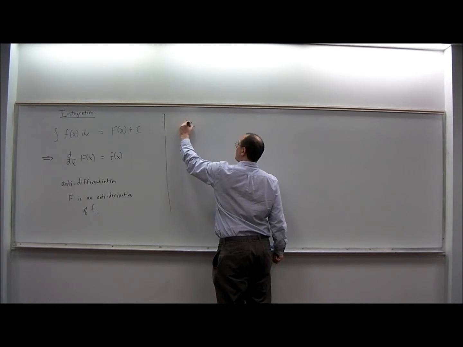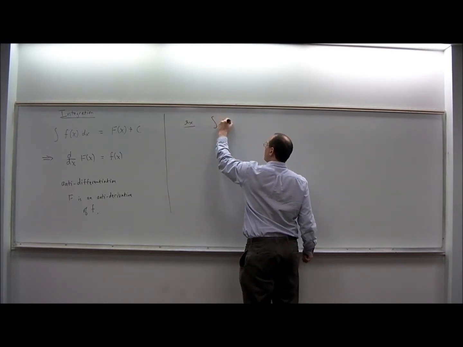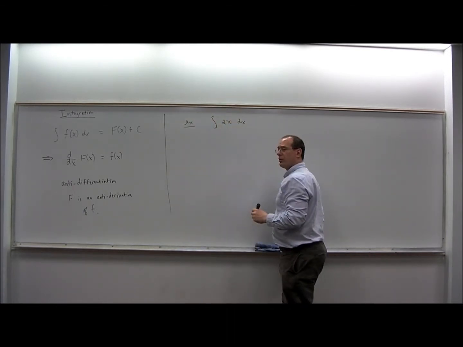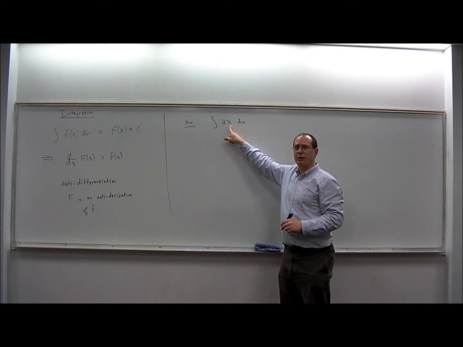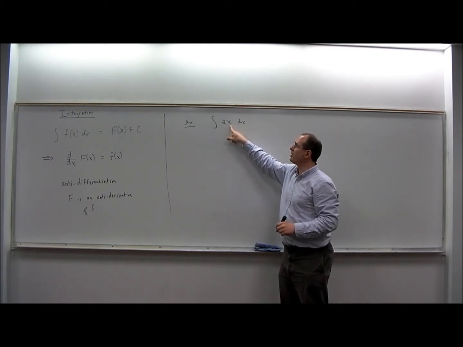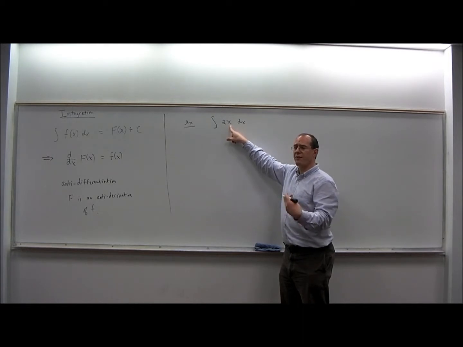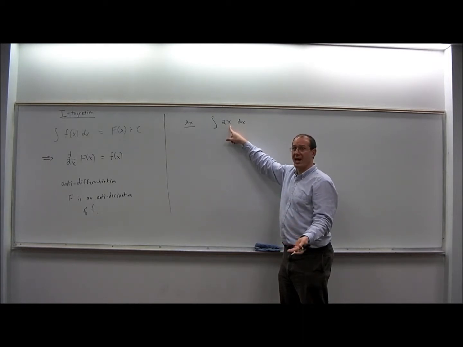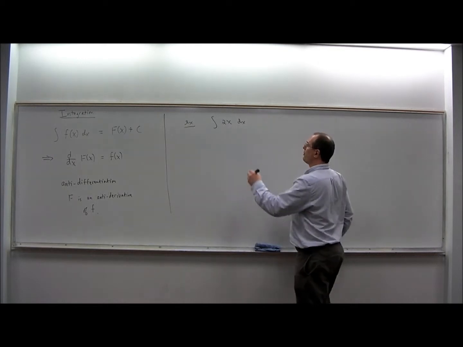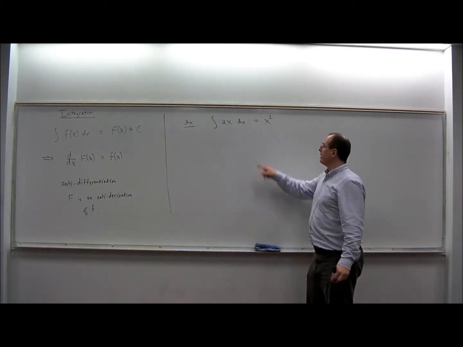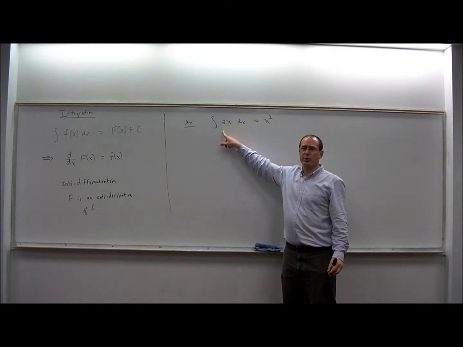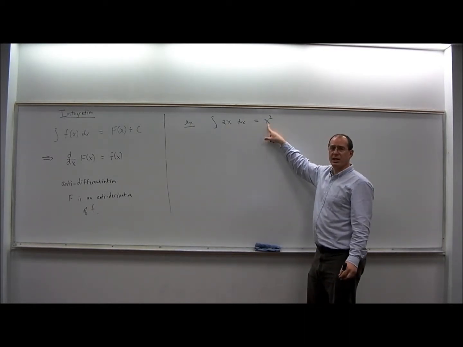As an example, the integral of 2x dx. So this is asking us to anti-differentiate the function 2x. So we have to ask ourselves, what function has derivative 2x? And hopefully that one's familiar, and we can say, okay, that's x squared, because the derivative of x squared is 2x. And this is one possible answer.